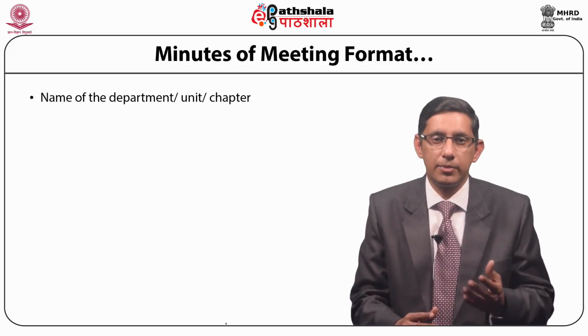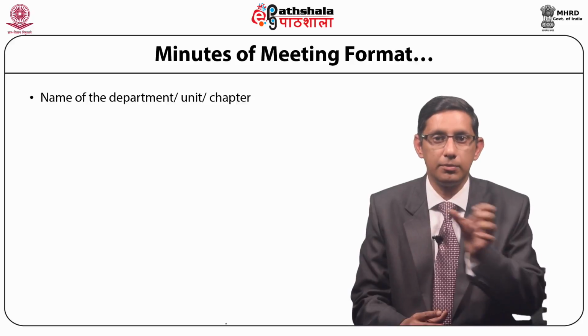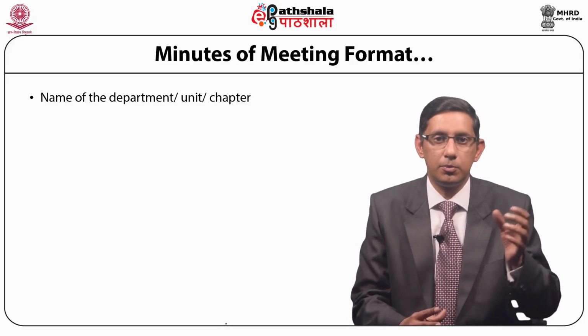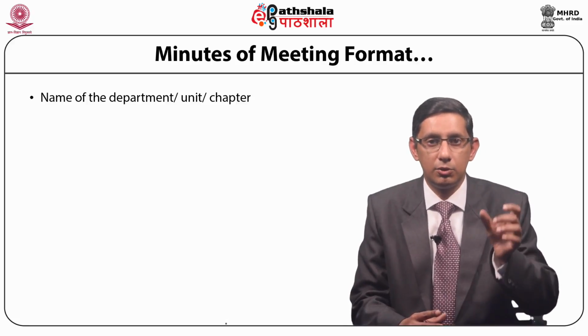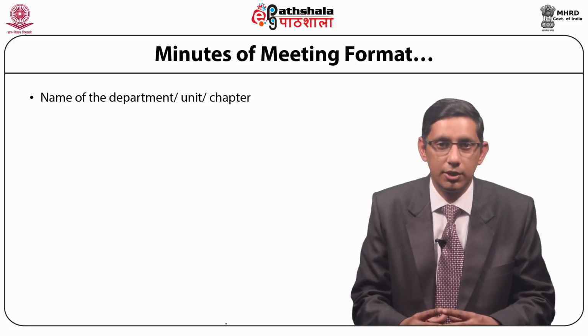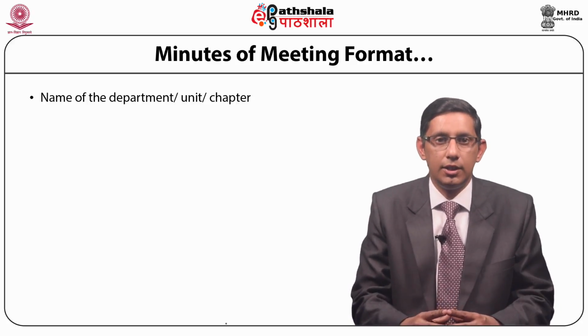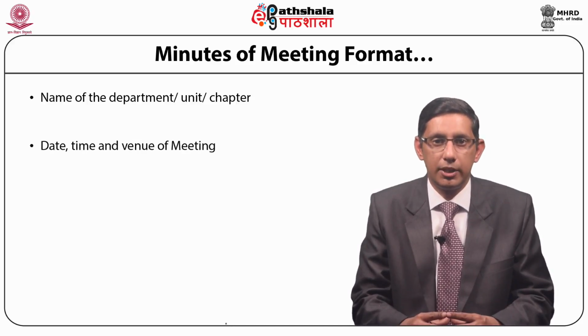Now under the department, if a meeting is for the marketing department, you have to put the name of the department, marketing. If it is interdisciplinary, then you have to put the middle level management. If you are doing it for a particular production unit, you have to name the unit here. After that, you have to put the date, time and venue of the meeting.